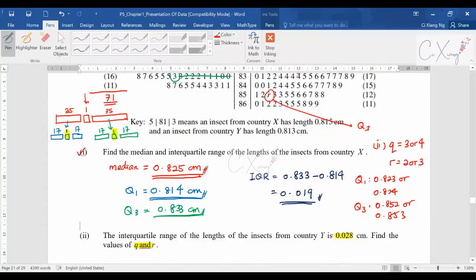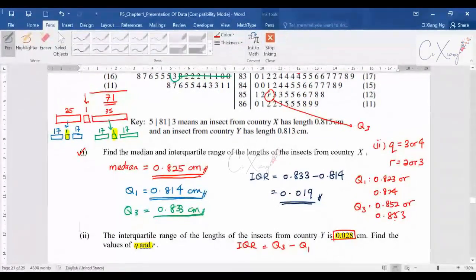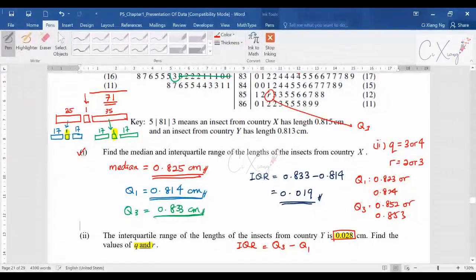So I look at the question again. They tell me that the interquartile range is 0.028. Interquartile range means Q3 minus Q1. So you have to try and error. Try 0.853 minus 0.824. Can I get 0.028 or not? Cannot. 0.853 minus 0.823. Can I get 0.028 or not? Cannot. Then 0.852 minus 0.824. Can I get 0.028 or not? Yes, you can get it.